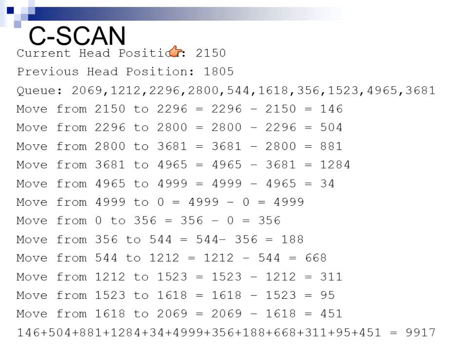And so from 4,999, we go back to 0. Then we start reading again. It would service the information at cylinder 356, then 544, then 1212, then 1523, then 1618, then 2069. So when I add all this up, I end up with a total of 9,917. Any questions on the C-SCAN? The circular scan?